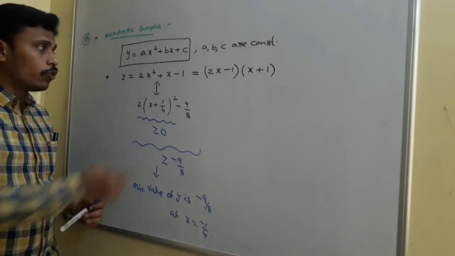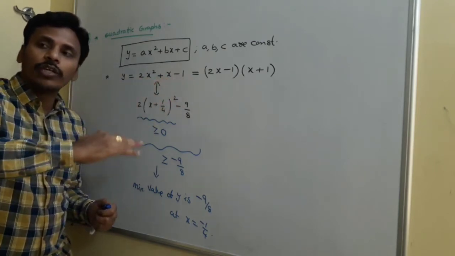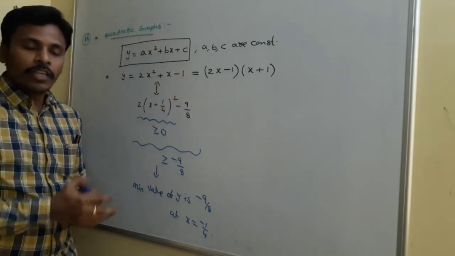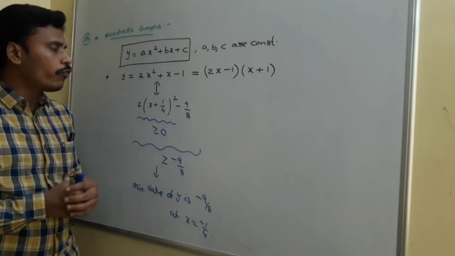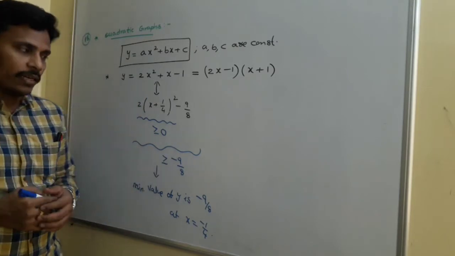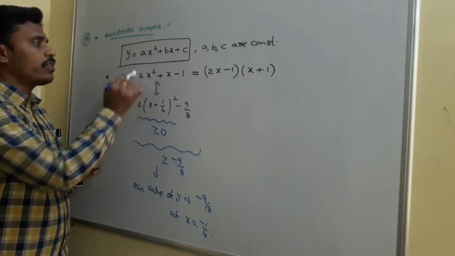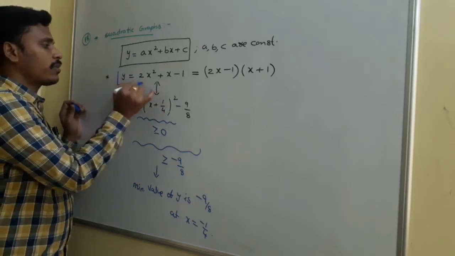Once again I am repeating: take any value in the place of x, and you have no value of x that gives a value of y less than minus 9 by 8. This is one analysis of the given y equals 2x square plus x minus 1.